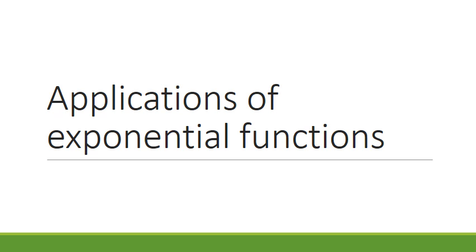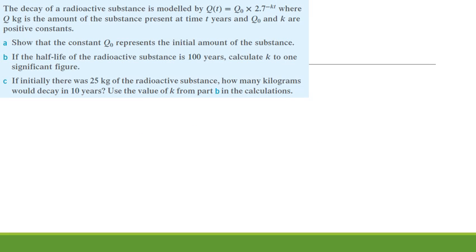Alright, so let's have a look at some of these applications of exponential functions. Typical questions of these usually involve either decay, growth, or population. Now in this particular one we have a decay one. The decay of a radioactive substance is modeled by Q(t) equals Q naught times 2.7 to the power of negative kt. And you can see these constants are used for various things. Part A. Show that the constant Q naught represents the initial amount of substance.